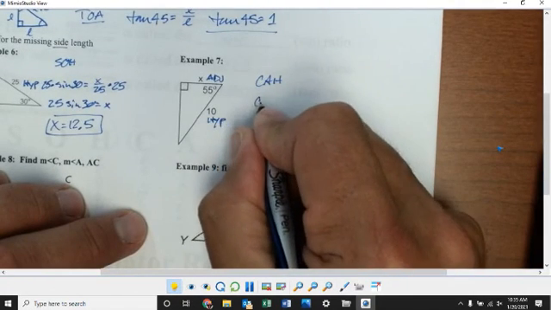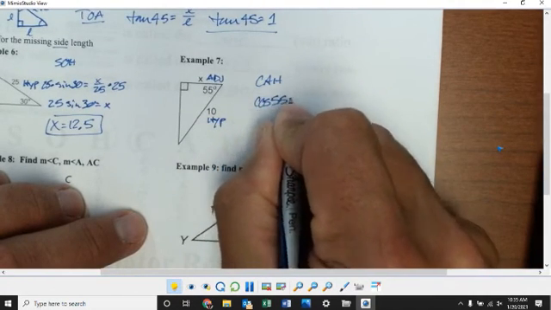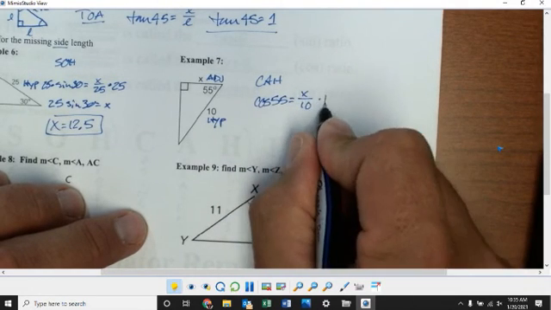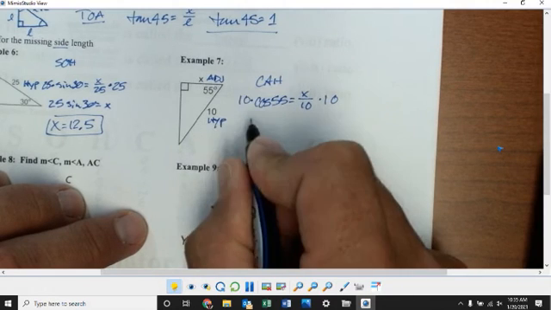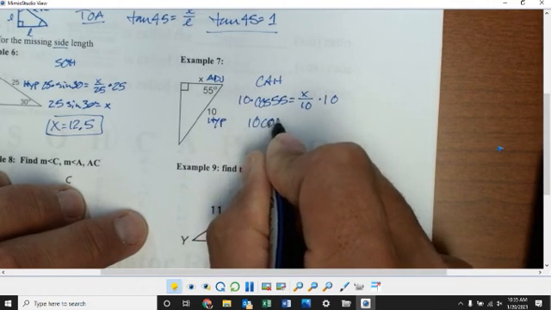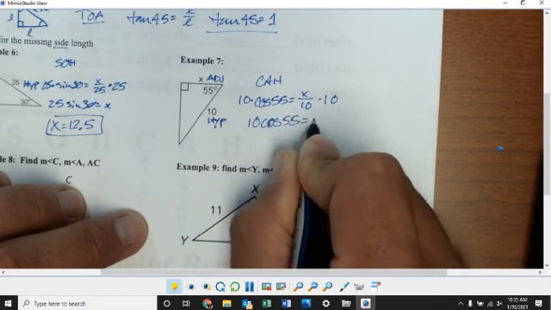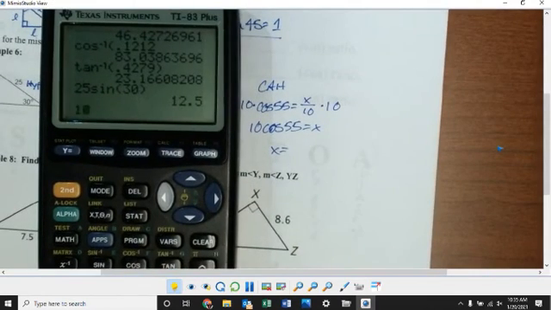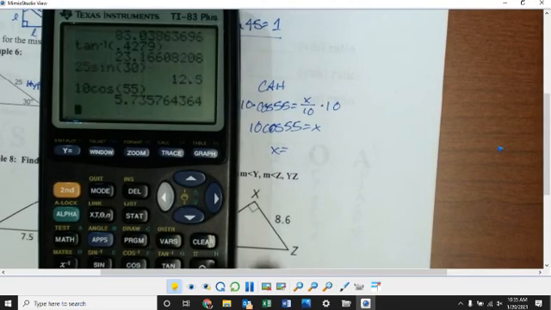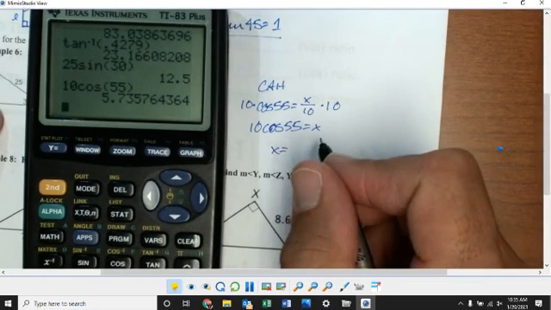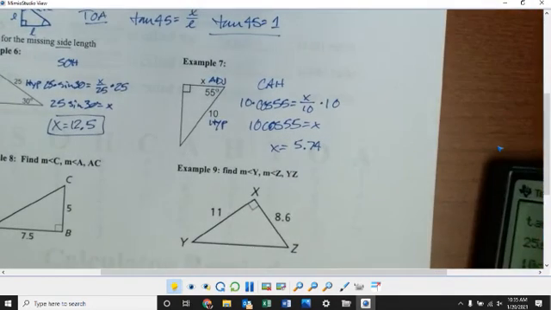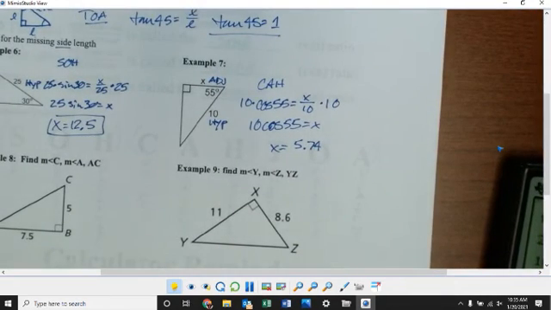So I'm going to say cosine of 55 equals adjacent x over hypotenuse 10. Multiply both sides by 10. I'm going to get 10 cosine 55 equals x. So x equals 10 cosine 55, 5.74. Is my side length there, 5.74.